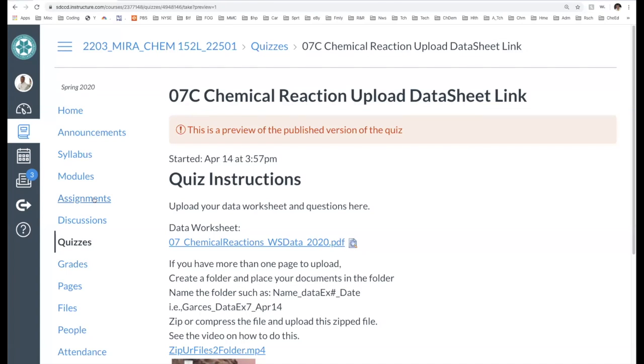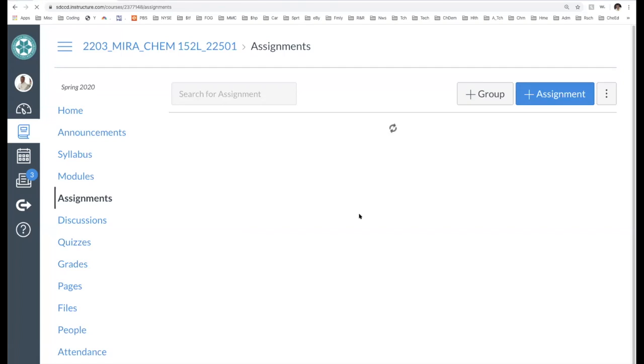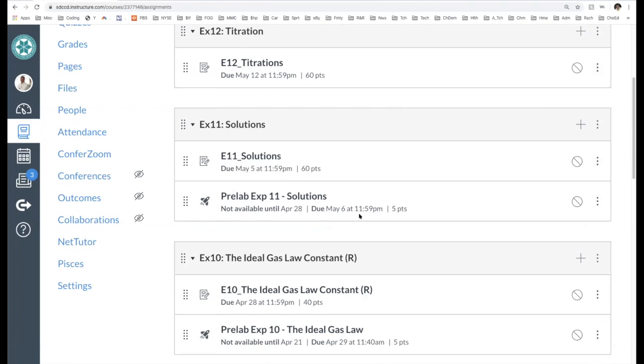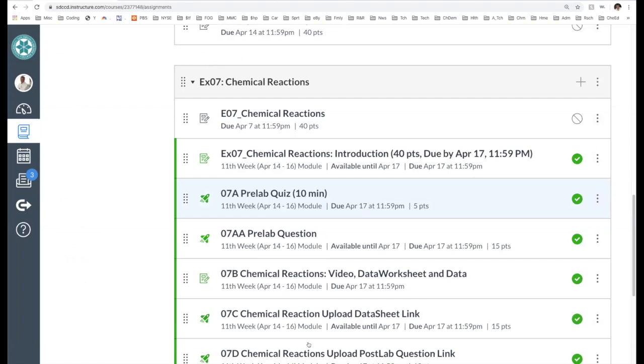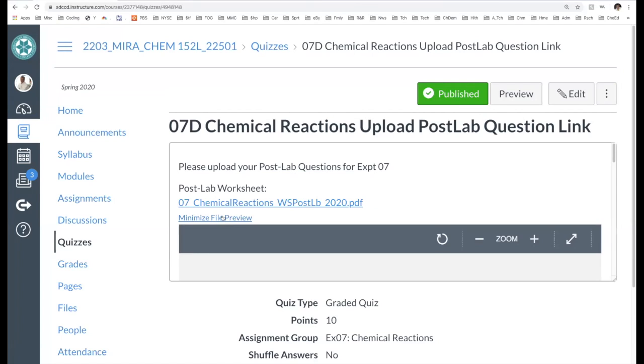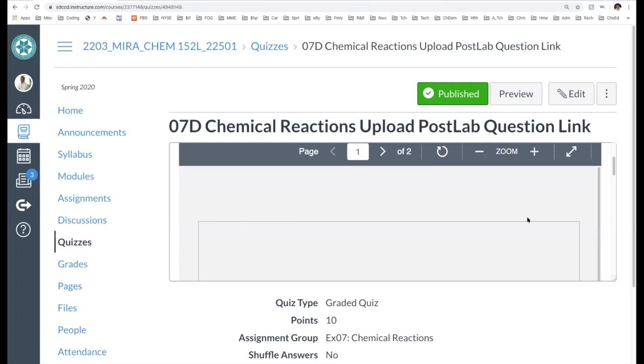Let's move on and go to the post-lab section. Once you turn in your data sheet, then you're going to go in here and complete the post-lab section. So the post-lab section is right here. If you want to preview what the post-lab questions are, they're in your lab manual, so you can see that. This is what it looks like.